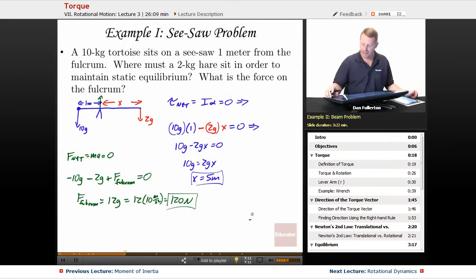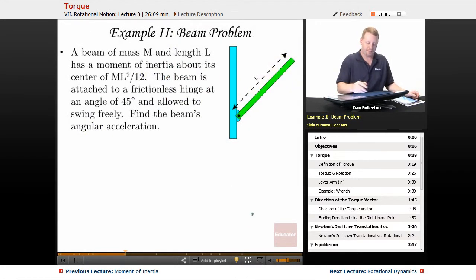Let's take a look at a beam. We have a beam of total mass m and length L with the moment of inertia about its center of mL squared over 12. The beam is attached to a frictionless hinge at an angle of 45 degrees and allowed to swing freely. Find the beam's angular acceleration.